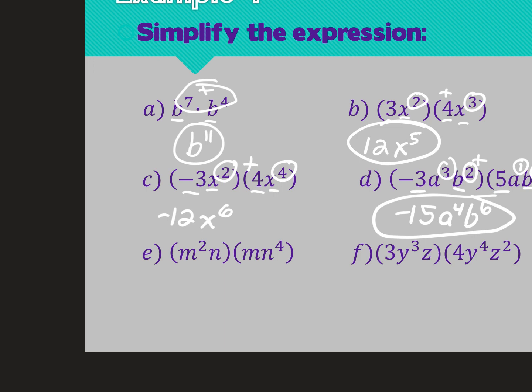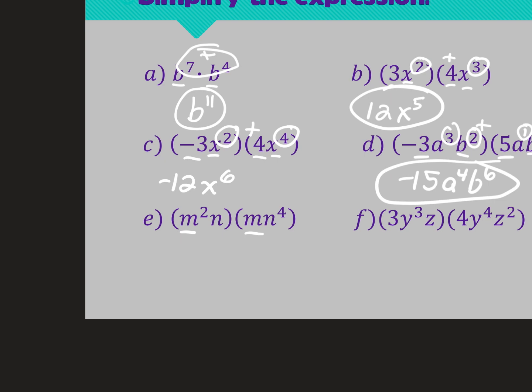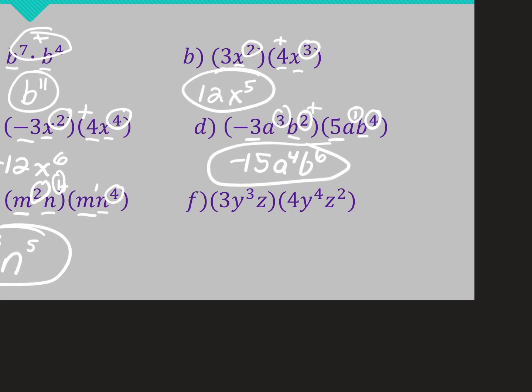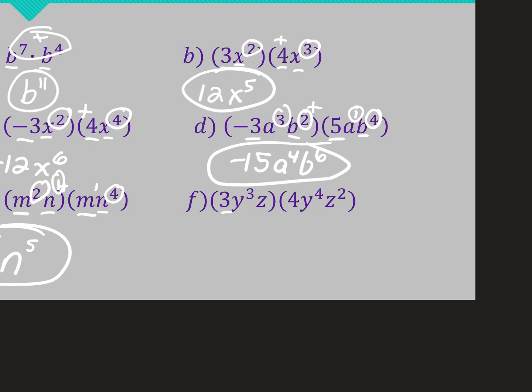In this case, we don't have any coefficients, which is perfectly fine. I have m here, and I'm multiplying it by an m. So I have m to the 2 plus, remember there's a 1 there, so that'd be 3rd power. And then I have an n and an n here, so I have n to the 1st plus 4 gives me n to the 5th power. And then you multiply your coefficients. 3 times 4 is 12.